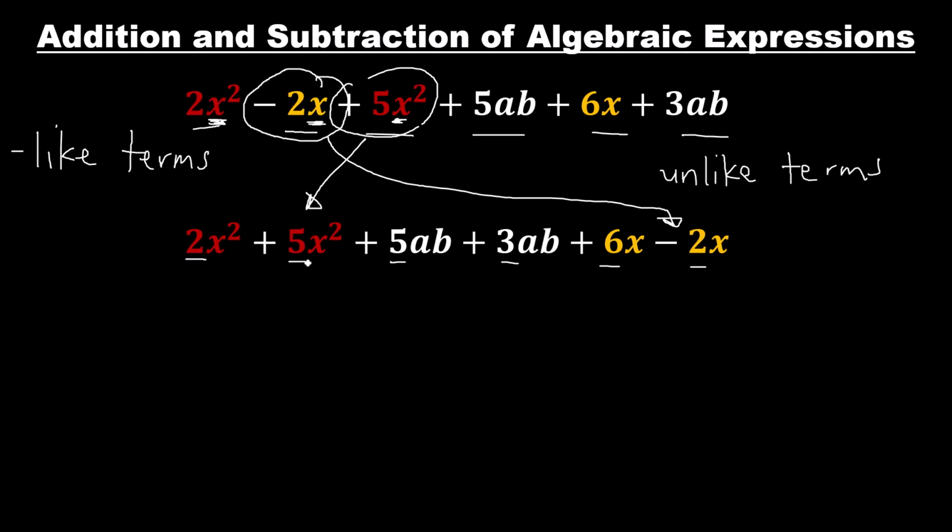So 2 plus 5 is 7, and 5 plus 3 is 8. 6 minus 2 is 4. So let's see what that ends up with. So we have 7x squared, 8ab plus 4x. So basically this is the entire or the whole thing when it comes to addition and subtraction of algebraic expression.